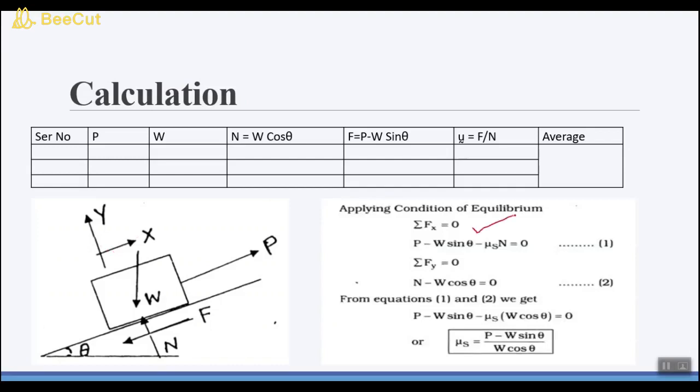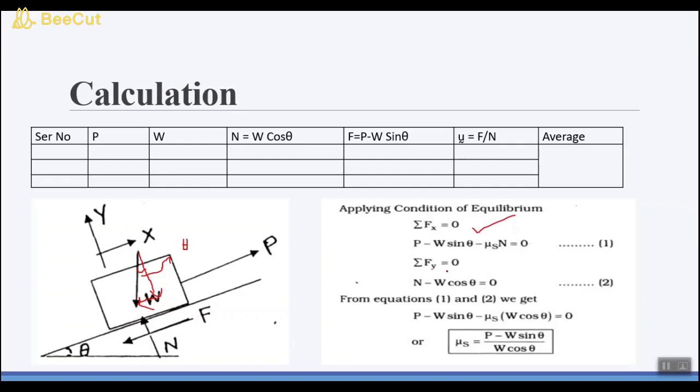First of all, the summation of horizontal forces is 0. In horizontal forces you can see here that the weight of the hanger is acting as a horizontal force, so P. Then you have to divide the weight into its two rectangular components. So this is one component and this is the other component of the weight, and this is theta. The sine component of the weight is acting in the horizontal direction, and then you have mu s into N, which is the friction force. So you get the first equation.